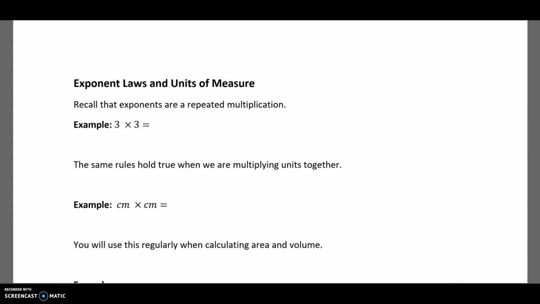Recall that exponents are just a way to represent repeated multiplication, so I could write 3 times 3 as 3 squared. I'm taking the base 3 and multiplying it by itself 2 times.